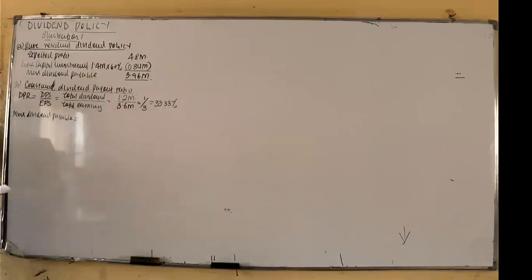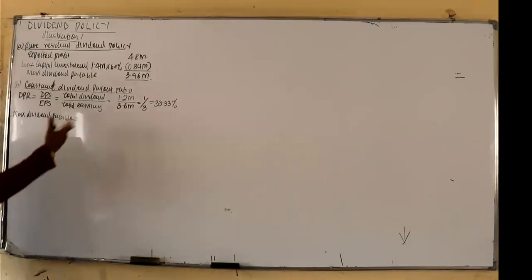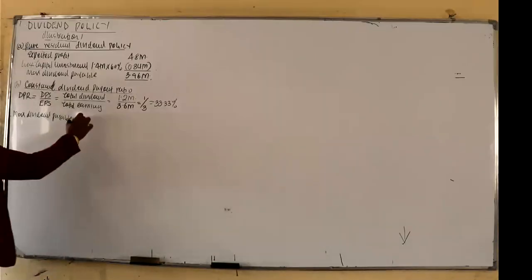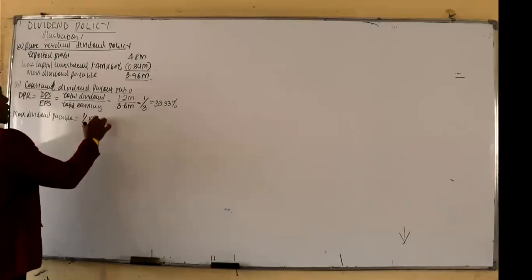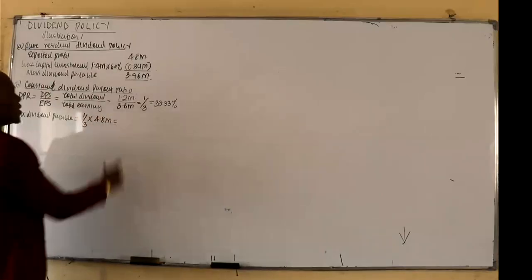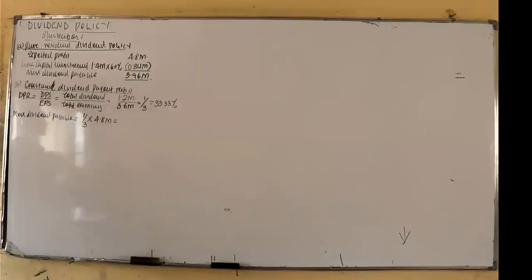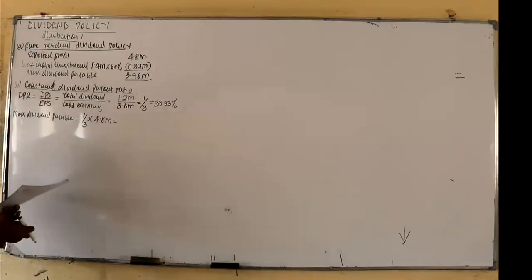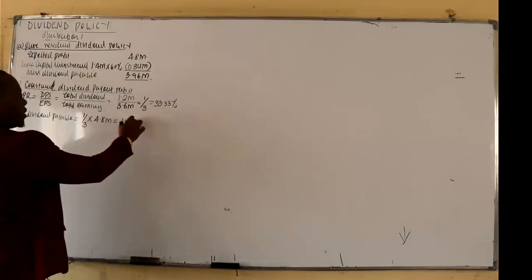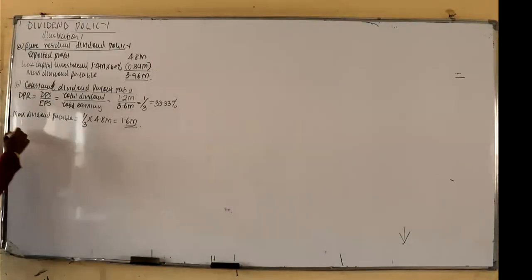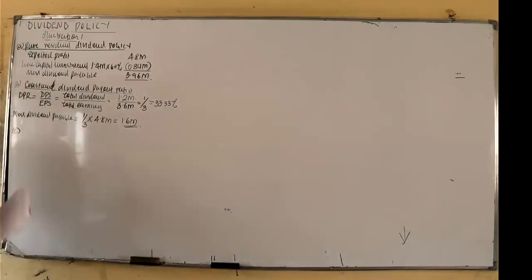Good. So therefore, now let's determine the maximum dividend payable. If the dividend payout ratio, they pay a third of their earnings as dividend, the same will happen to this financial year. You take a third of the expected profit after tax, which is 4.8 million. That gives 1.6 million. Then number C.